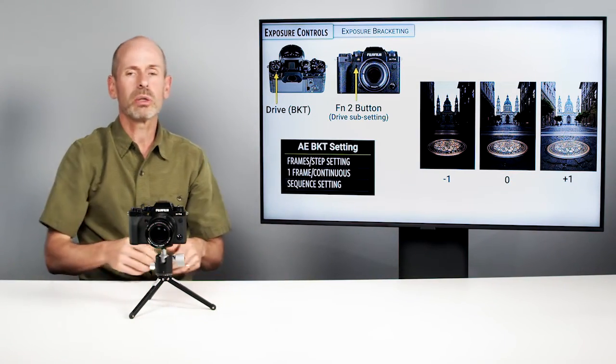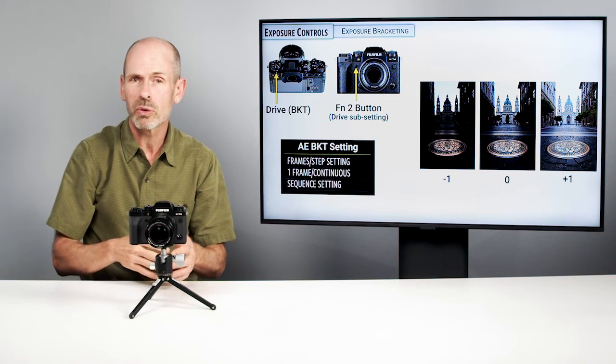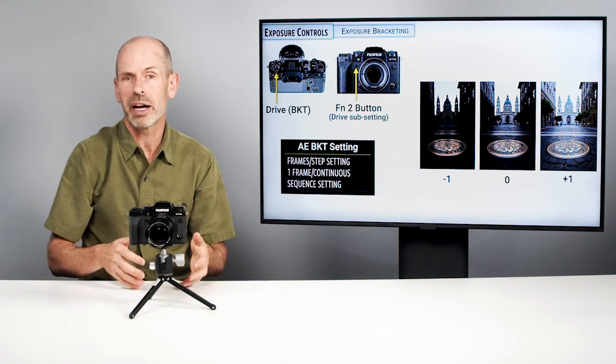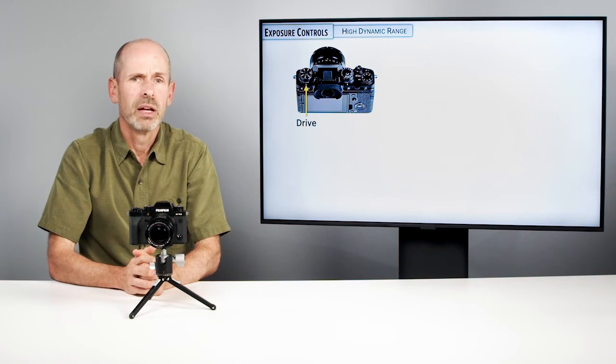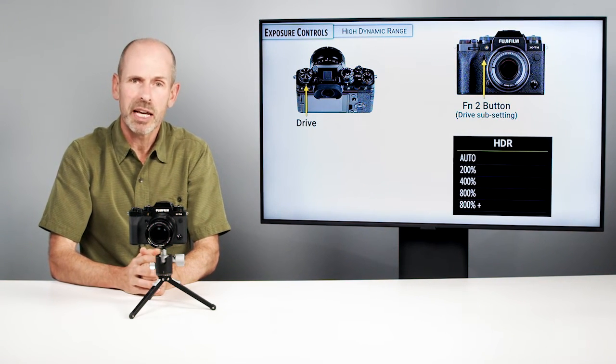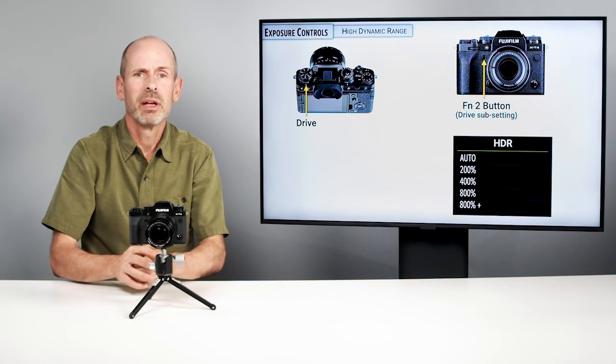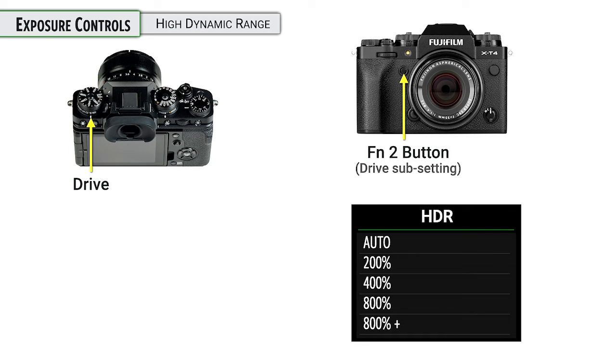So it's a good tool whether you want to just find the right exposure or you're going to be using all of those images to compile it later for an HDR setting. Next up, the camera has high dynamic range built into the camera. And so on the drive mode, you can set it over into the HDR setting.